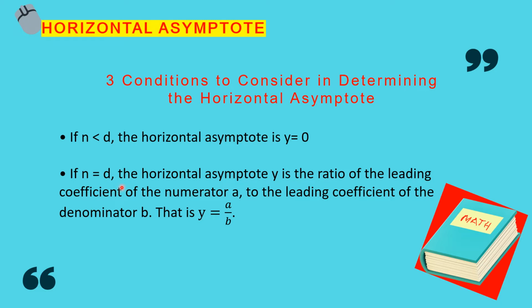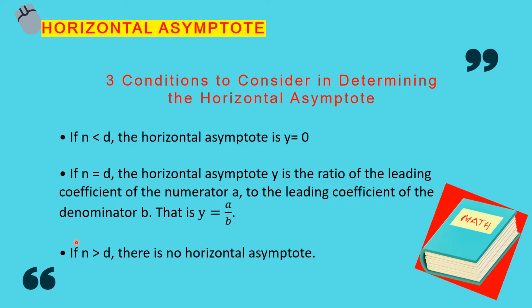to the degree of the denominator, the horizontal asymptote y is the ratio of the leading coefficient of the numerator a to the leading coefficient of the denominator b. That is why we have this formula: y is equal to a over b. So you are going to substitute the leading coefficient of the numerator and the leading coefficient of the denominator for you to get the horizontal asymptote if the degree of the numerator is equal to the degree of the denominator.